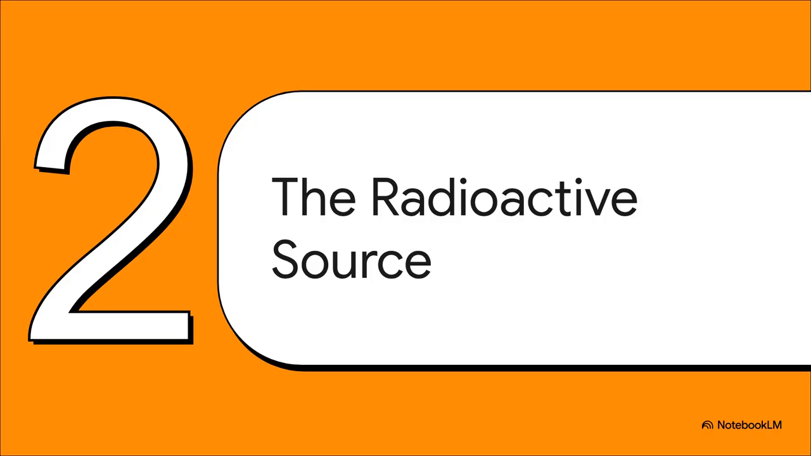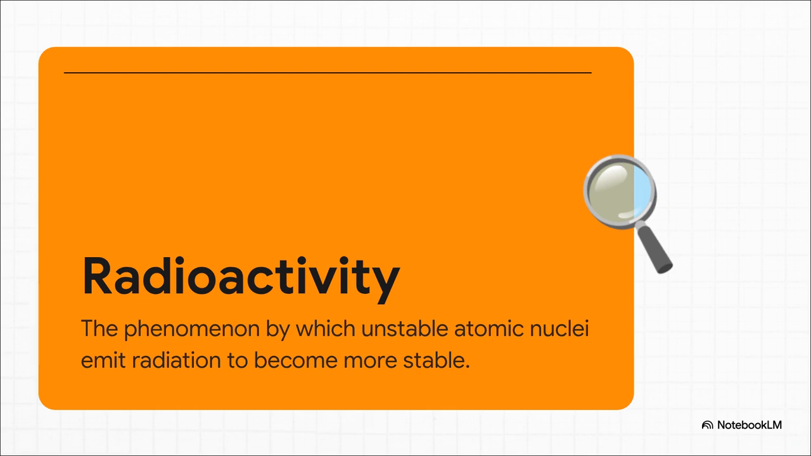Okay, that makes sense. But it brings up the next obvious question, doesn't it? If radiation is the energy being sent out, well, what's doing the sending? What's the source? And that, my friends, brings us to our second key term, radioactivity. See, radioactivity isn't the energy itself. It's the process. It's the phenomenon that happens inside an unstable atom that causes it to release that energy, which we call radiation, so it can settle down and become more stable.